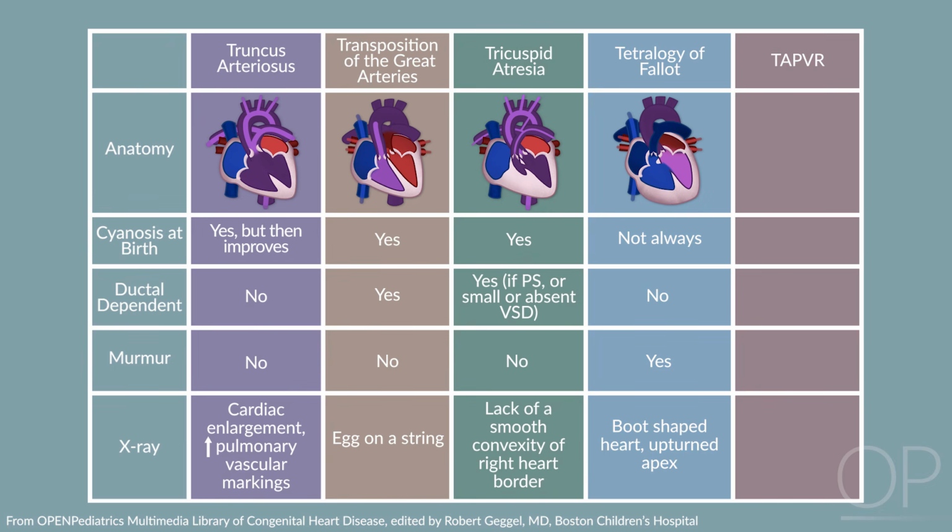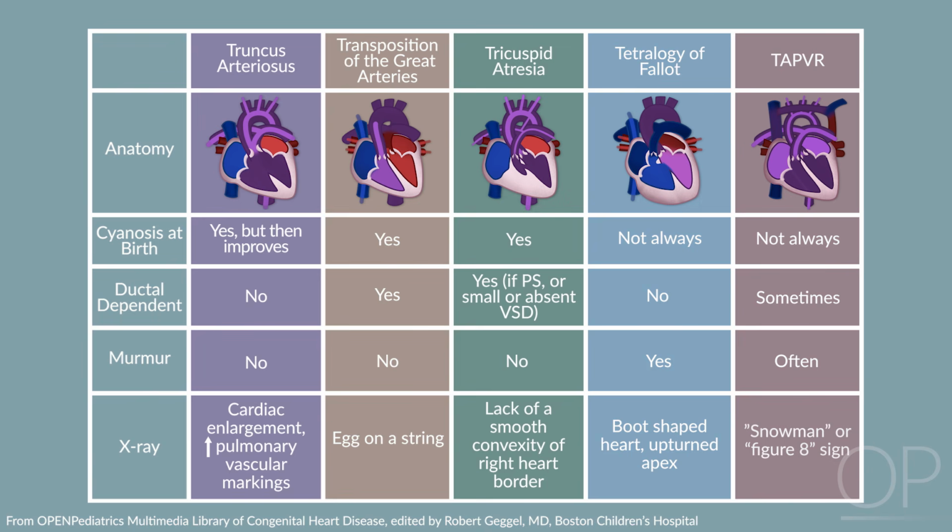In total anomalous pulmonary venous return, the 4 pulmonary veins do not connect to the left atrium. This condition does not always present with cyanosis at birth, is sometimes ductal dependent, and is characterized by a split second heart sound and often a systolic ejection murmur. Classic chest X-ray findings include a snowman or figure 8 sign.